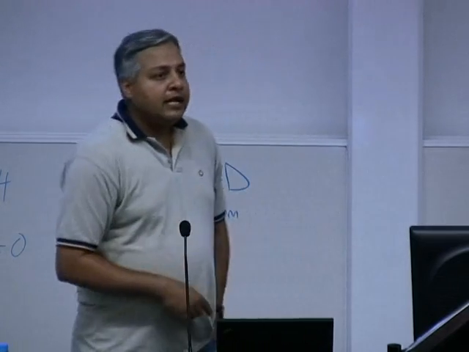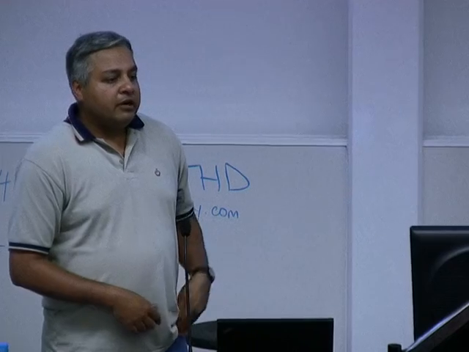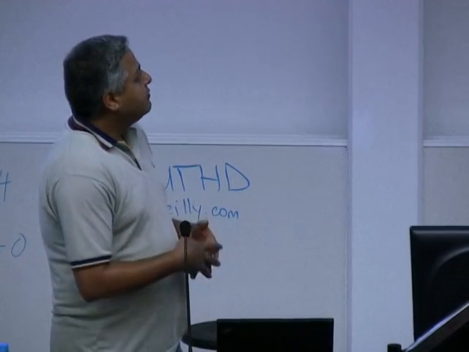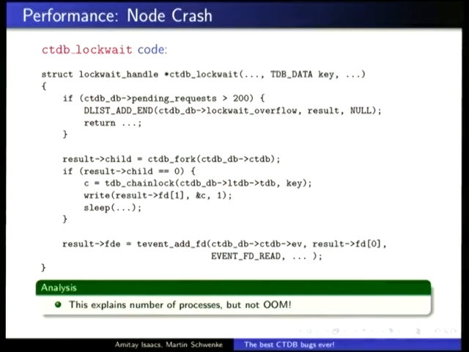And then there is a check so that we don't really do a fork bomb: if we get more than 200 such requests which are going to be blocking, then if there are already 200 requests, we queue the new request, and only when one of the children has finished will we schedule the next one. Right. So this explains the number of processes, but it doesn't explain why we are running out of memory.